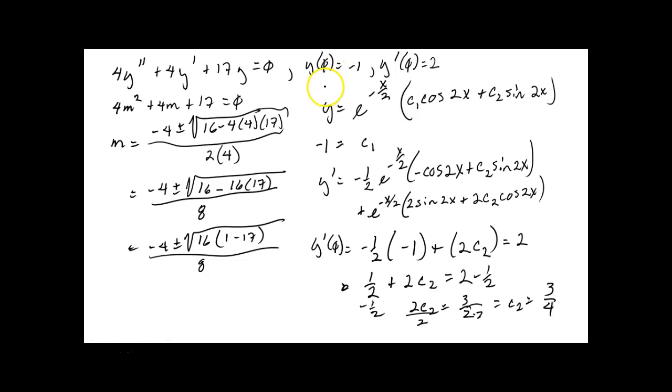So go back to your original thing here, and your final solution: y is equal to e to the minus x over 2 times, c1 was minus cosine 2x plus 3/4 sine of 2x. There's your answer. Let's hope they get the same thing in the book. E to the minus x over 2 times minus cosine 2x plus 3/4 sine of 2x. Done.